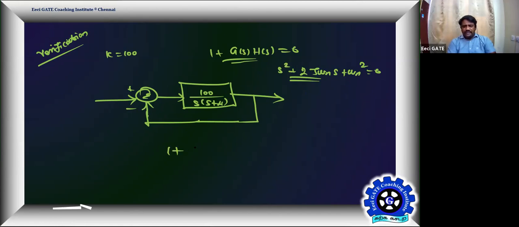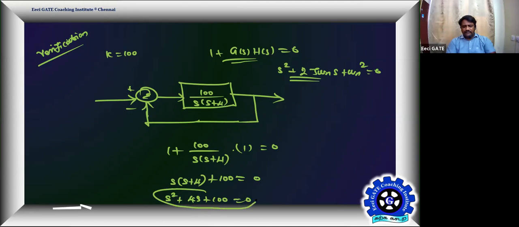So 1 plus g of s into h of s, that is 100 by s into s plus 4 into 1, equal to 0. Then you will end up with s into s plus 4 plus 100 equal to what? 0. Then expanded, it is s square plus 4s plus 100 equal to 0.